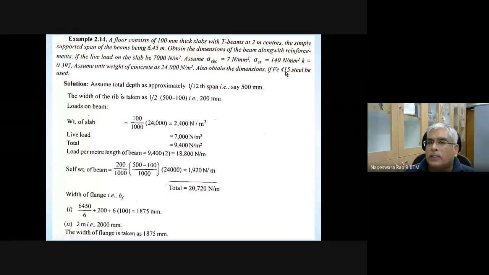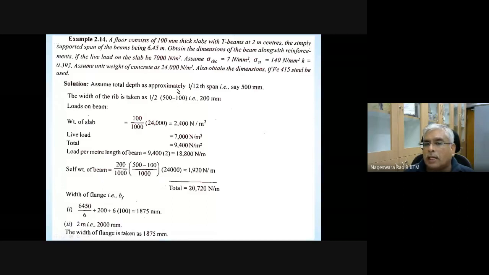First of all, if you see the information given, DF is given, the center to center spacing between the beams is given, and the simply supported span of 6.45 meters is given. So the depth of the flange, capital DF, is given. What is not given is the width of the web, the depth of the web, and the area of steel. So how to proceed solving this problem?